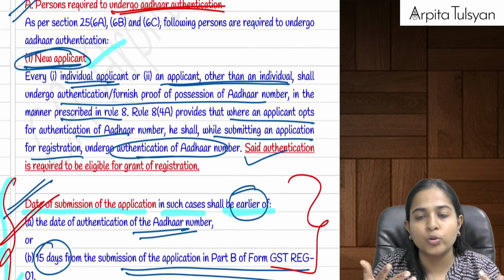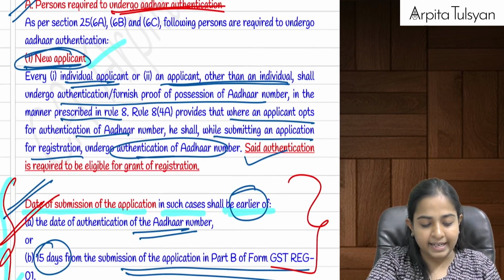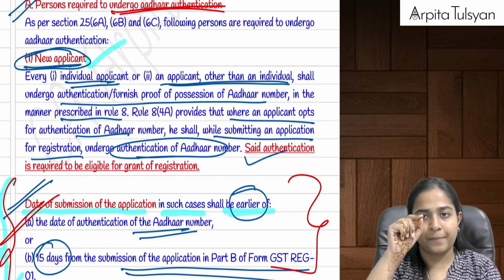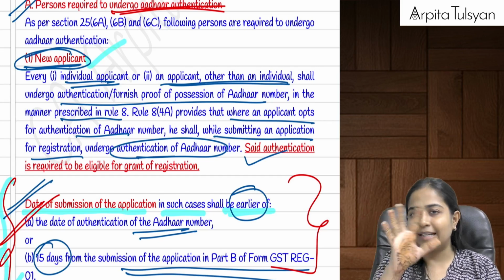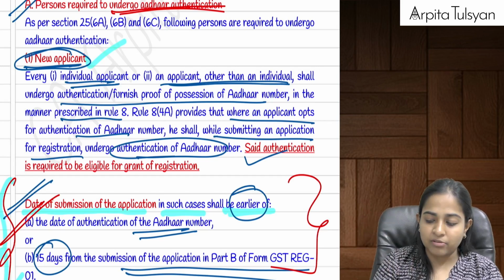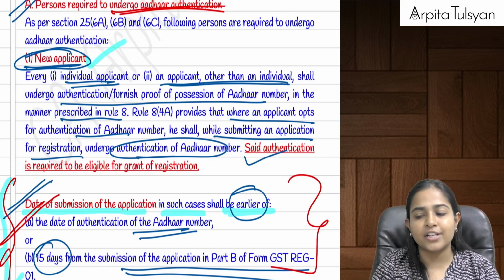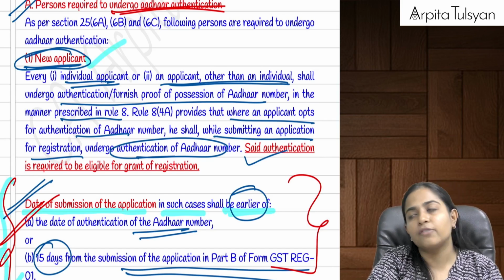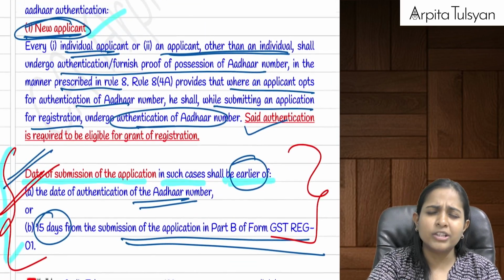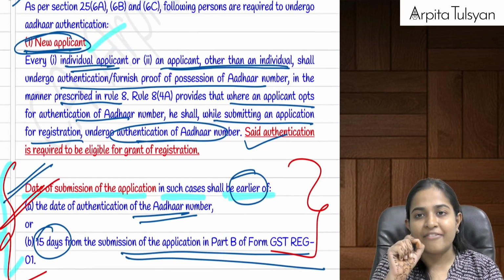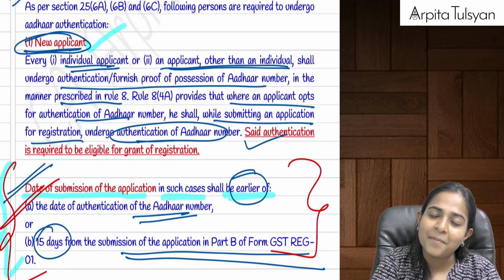Now how to do the Aadhaar authentication? That is the next question. In case of a new applicant, that person will select that yes, they want to go for Aadhaar authentication. The Aadhaar authentication link will be sent and all those things will be done. Now, do you recollect we studied when Aadhaar authentication is done and no site verification is required, then within 7 days from the date of submission of application, the registration will be granted. Within 7 days it will be granted, but provided Aadhaar authentication is completed by the applicant.